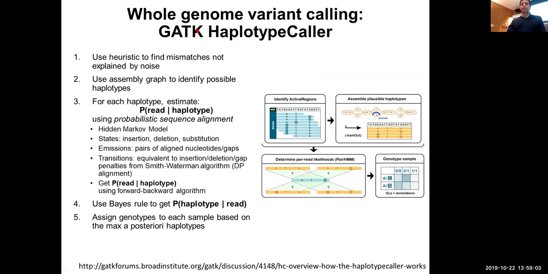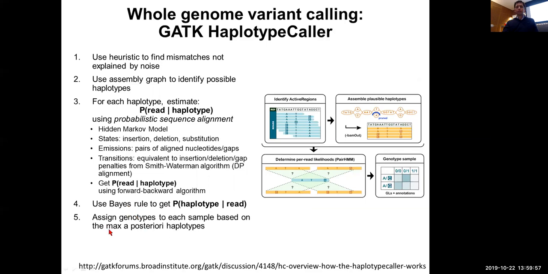A very popular and widely used one is the GATK genotype caller. It uses heuristics to find mismatches that are not simply explained by noise, and it uses an assembly graph to identify possible haplotypes. For every haplotype, it asks what is the probability of observing this particular mutation given some inferred haplotype, using a probabilistic sequence alignment. It uses a hidden Markov model. The states are: is there an insertion, a deletion, or a substitution? The emissions are pairs of aligned nucleotides or gaps. And the transitions in that hidden Markov model are equivalent to insertion and deletion gap penalties from the Smith-Waterman algorithm. In the end, you get a probability of observing a read given the haplotype, which you can reverse using Bayes' rule into the probability of a haplotype given the read.